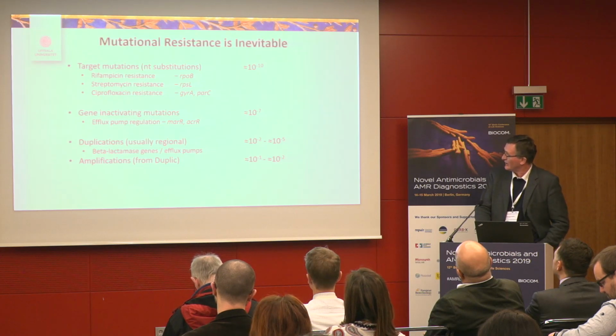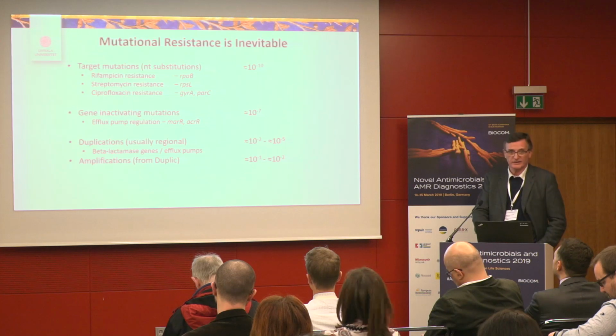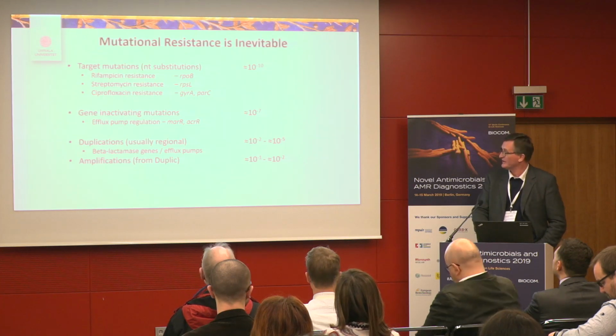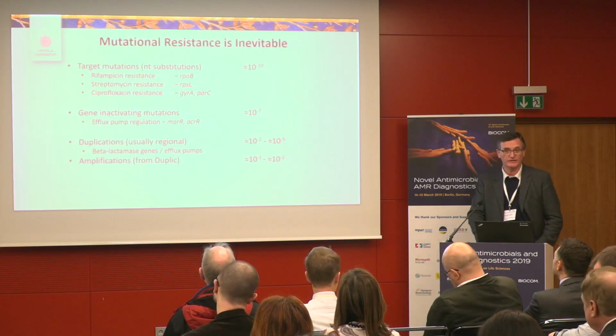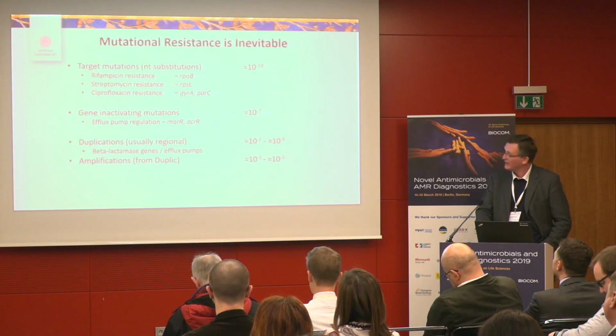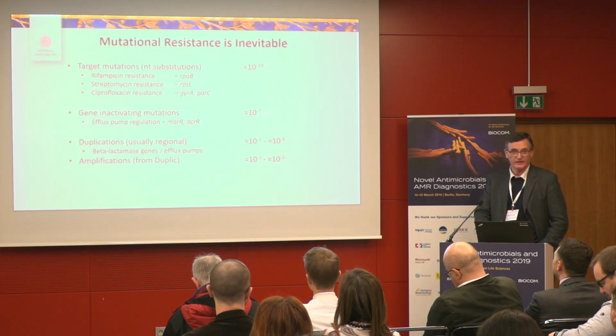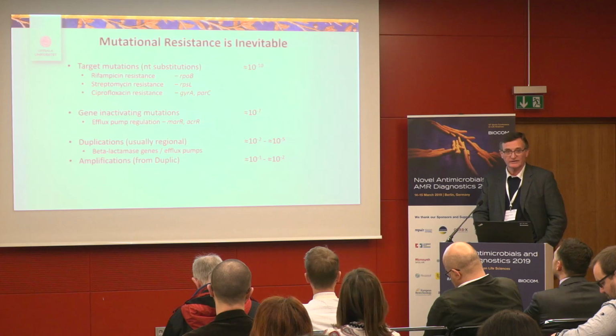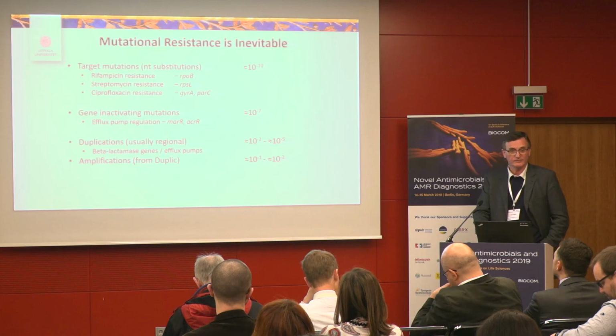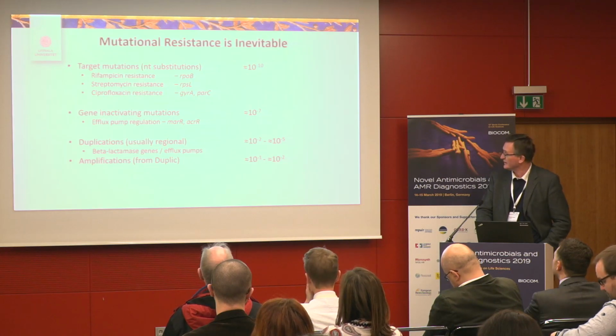When it comes to inactivating mutations, so things that regulate efflux pumps, I should have put in outer membrane porins as well, where a simple inactivation will do the trick. We're looking at 10 to the minus 7, and that's going to affect most drugs that come into development. The issue is, will it have a fitness effect as well that might counter-select it clinically?